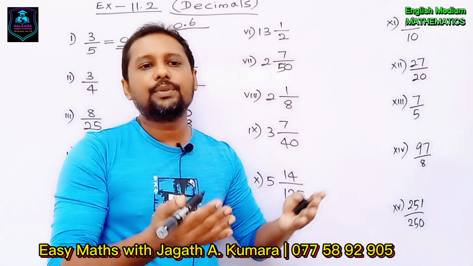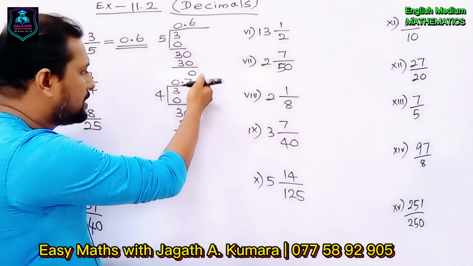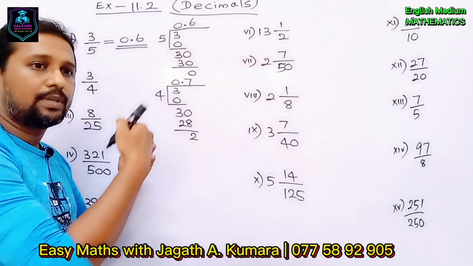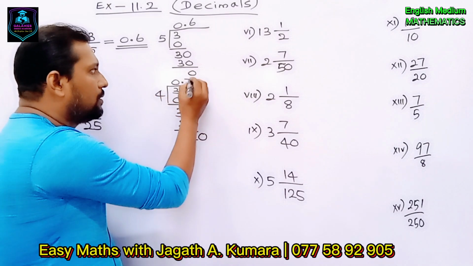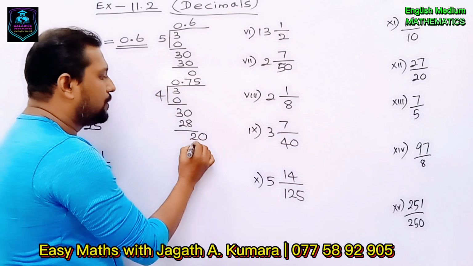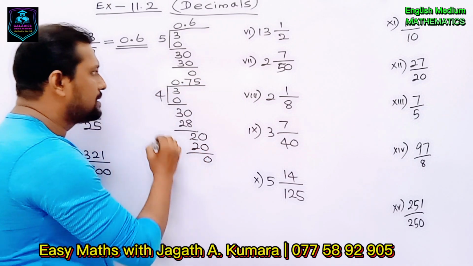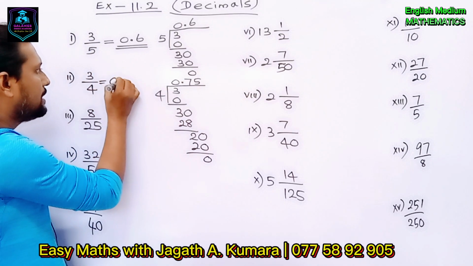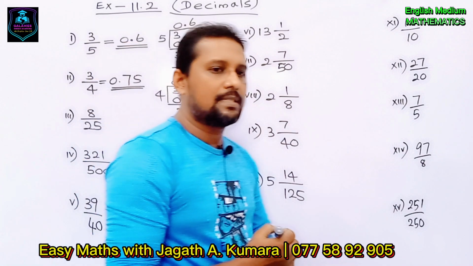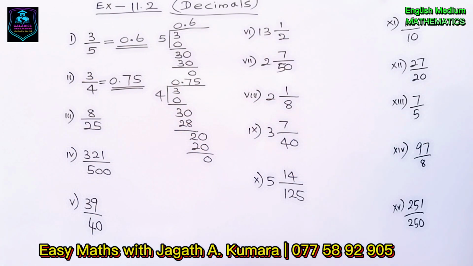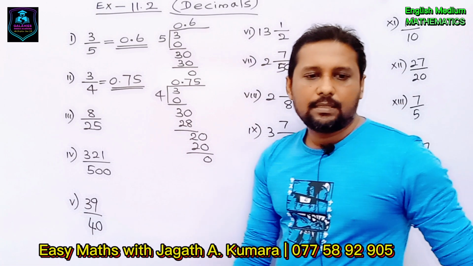So further you have to divide, but there are no digits here, so you can put an additional 0. Then 20 divided by 4. The answer is 5. 5 times 4, 20. 20 minus 20, 0. So the answer is 0.75. It is the second part answer. Then let's go to the third part.